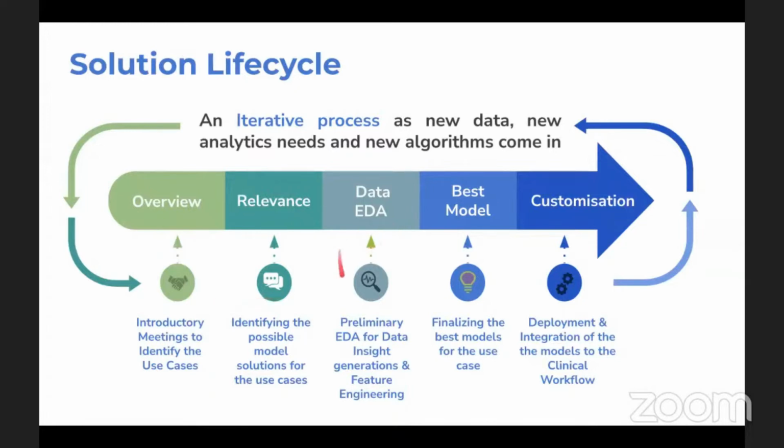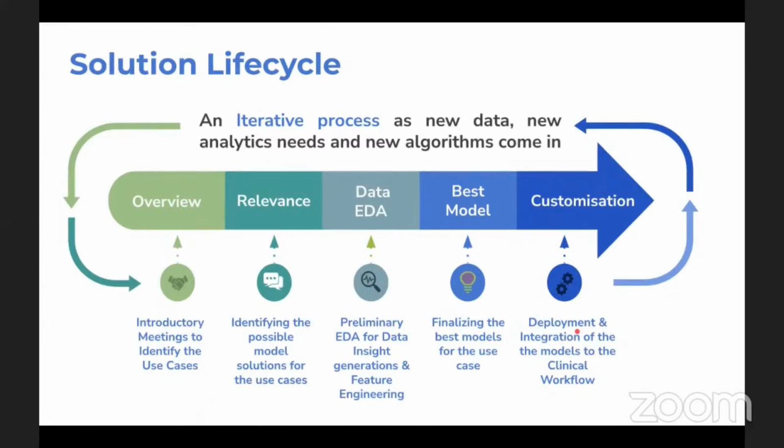Then comes the exploratory data analysis, which is just to explore the data, how it looks, to provide some basic data insights, and then to propose the models. Now, this portion, from data EDA to the best model proposal, is the most vital part. And here there is a constant iterative process to look for more suitable models which can best solve the clinical question.